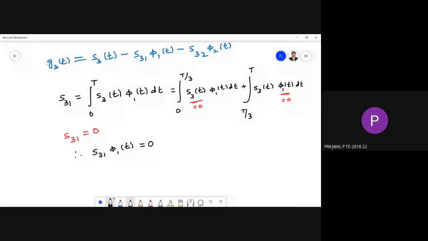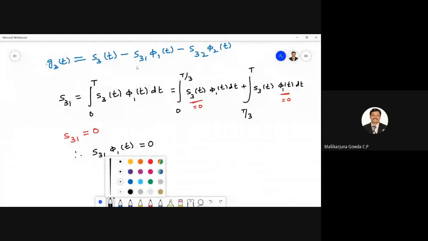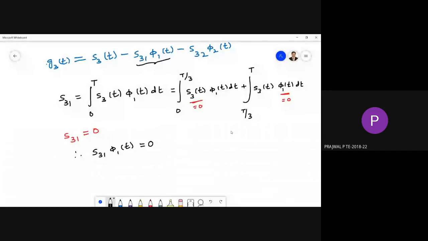Sir, here you have taken two limits now, 0 to t by 3 and t by 3 to t. But the same thing we did not do in step 2, sir. We only took the limits of phi 1 of t. If we were going to take S2 of t limits, we would have had 0 to t by 3 plus t by 3 to 2t by 3. In step 2, for finding S21, sir.